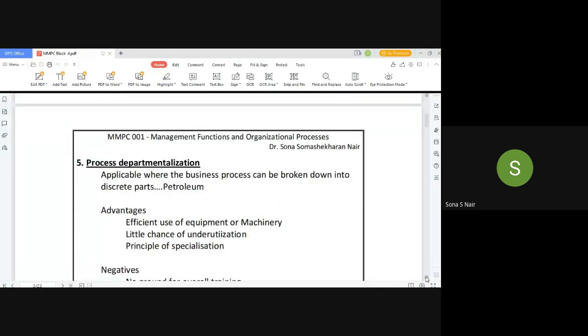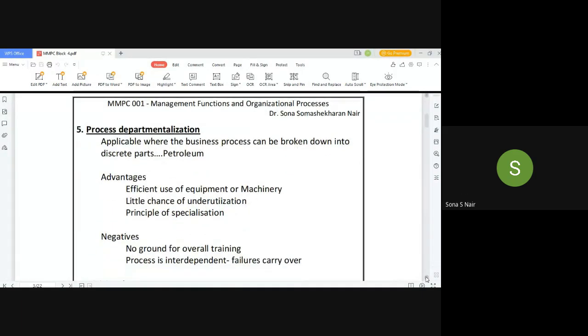Process departmentalization is applicable where the business process can be broken down into discrete parts, like petroleum. Different parts of the process are done at different places. Advantages would be efficient use of equipment or machinery, little chance of underutilization. Why? Because only the equipment, the people, the process, whatever is required for that particular part of the process, only that is being kept there. So they are utilizing it completely. Principle of specialization is there.